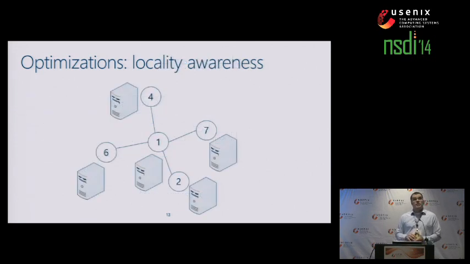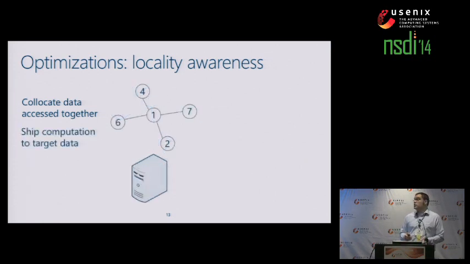Another way to optimize performance is to use locality, so to use local accesses. I already told you local accesses are faster than remote accesses by a factor of 20. So FaRM enables applications to allocate related objects on the same server, and it also enables shipping computation to the server that holds the data.